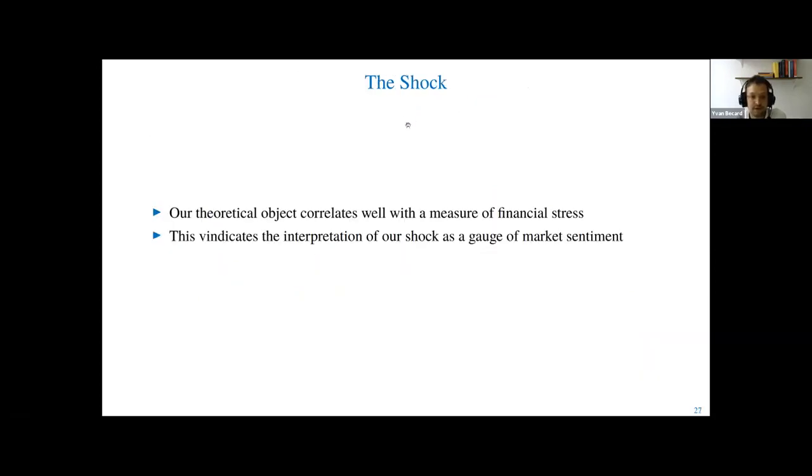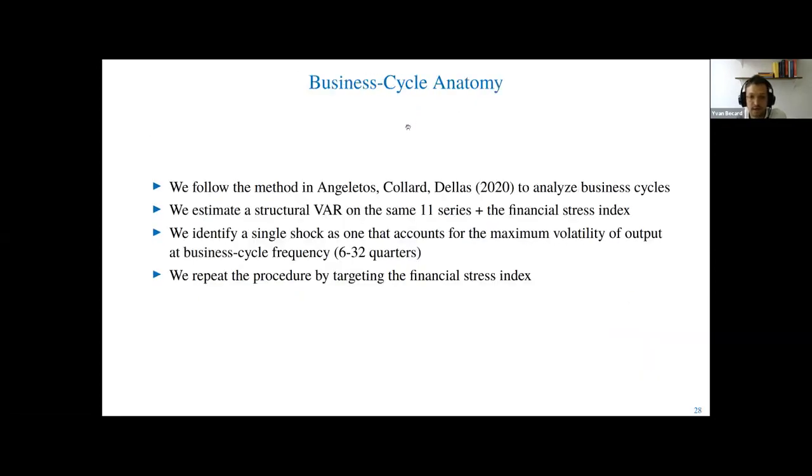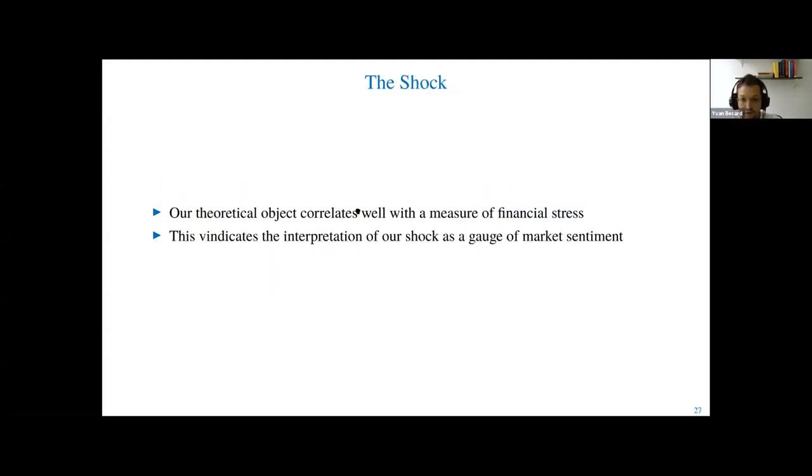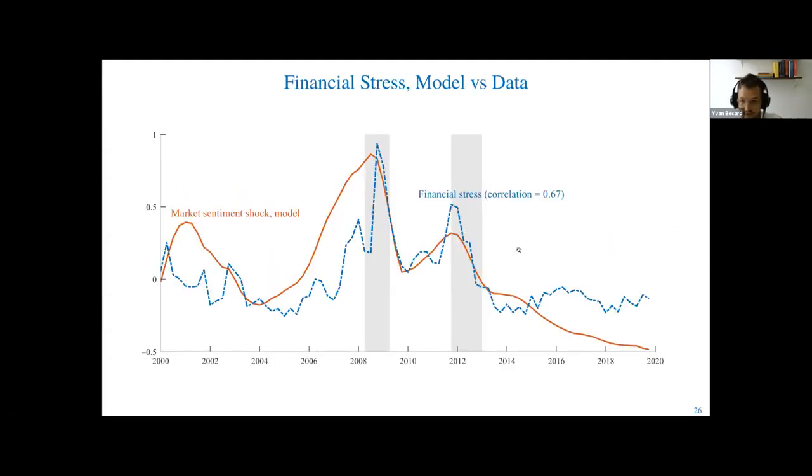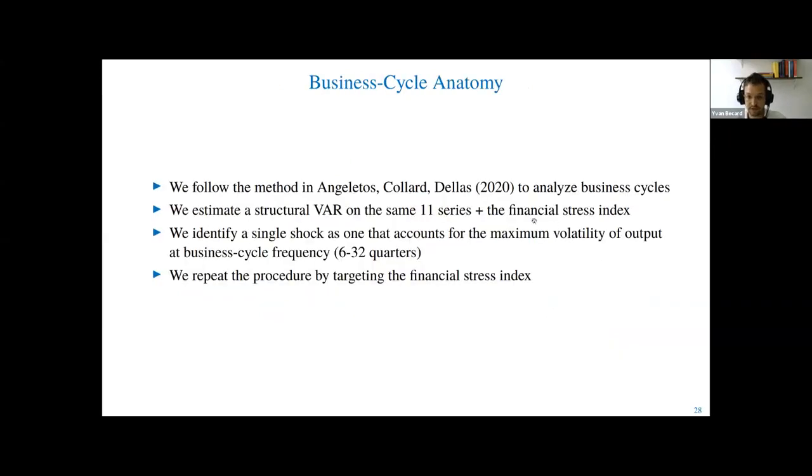And then the last thing we do is we estimate. This is following a recent paper where we take a VAR. We take the same 11 series, and we also put this blue series in addition, so we have 12 series. We estimate the VAR where we identify a shock such that the shock has the maximum effect on output.